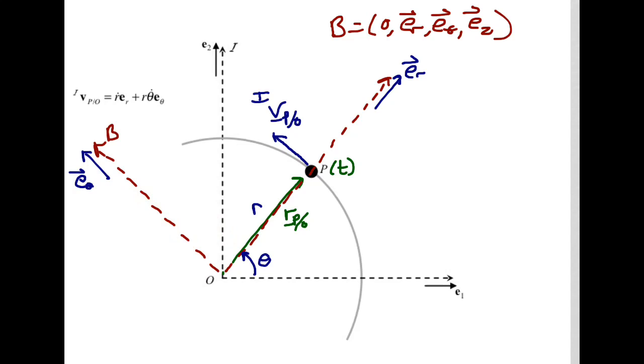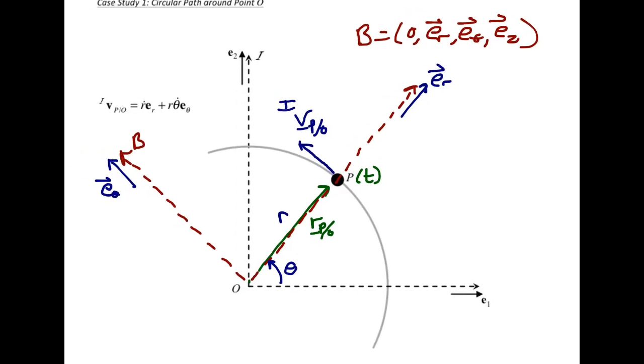And we've also introduced polar coordinates to this, in which we have r being the radial distance from the origin to the point, or the absolute distance really from the origin to the point, and then theta being the angle at which this reference frame B is rotated with respect to reference frame I, the inertial reference frame.